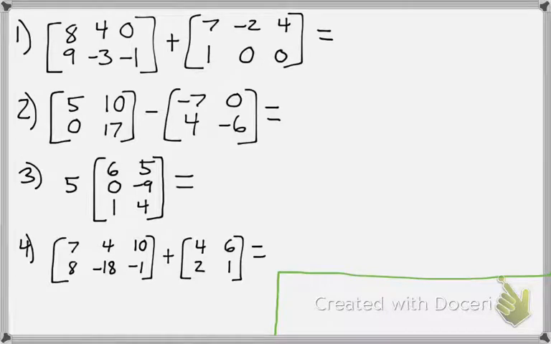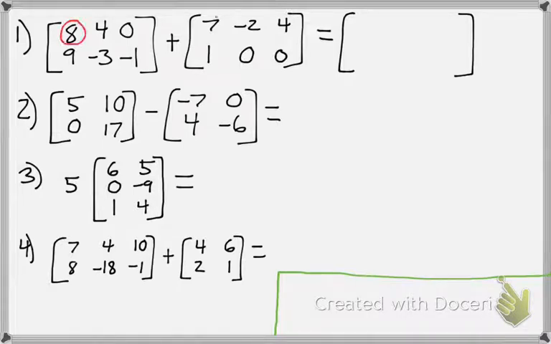Questions 1 through 4 ask us to perform the matrix operation by hand. So if we look at number 1, we are adding two matrices together, and we can only do this if the dimensions match. So this is a 2 by 3 matrix added to a 2 by 3 matrix. So because my dimensions match, I am able to add them. And when you add matrices, it's not too bad because you just add corresponding entries.